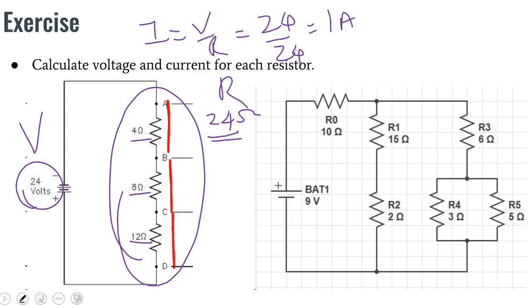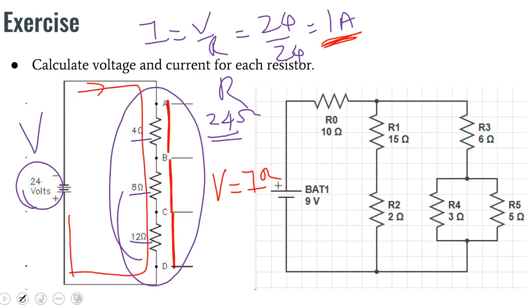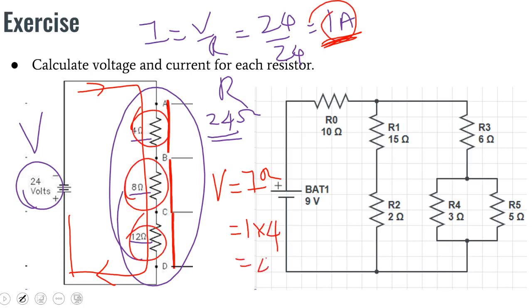Now to do that, we can use the equation V equals IR. We know I is 1 ampere, and given the current is going through all along, it will be the same current that is going through, so we can use the same 1 ampere here. So that becomes 1 into, say here it is 4, here it would be 8 and 12. So the first one is 4 volts, this would be 8 volts, and this would be 12 volts.